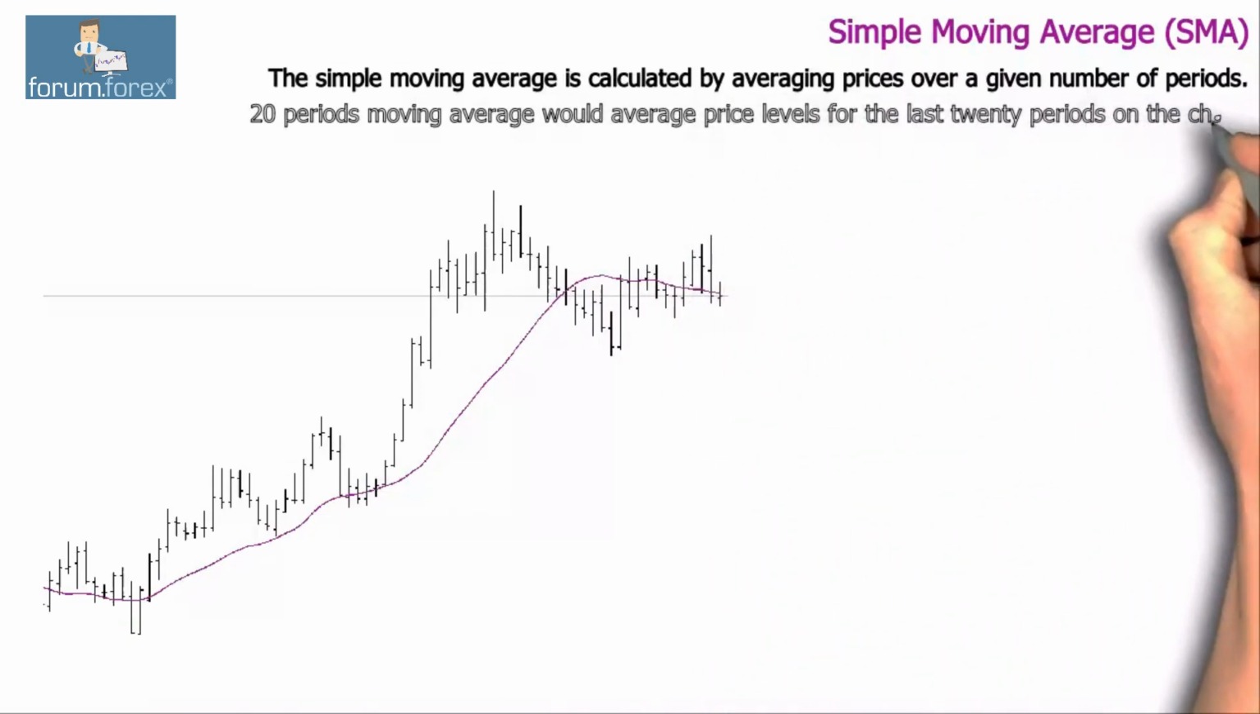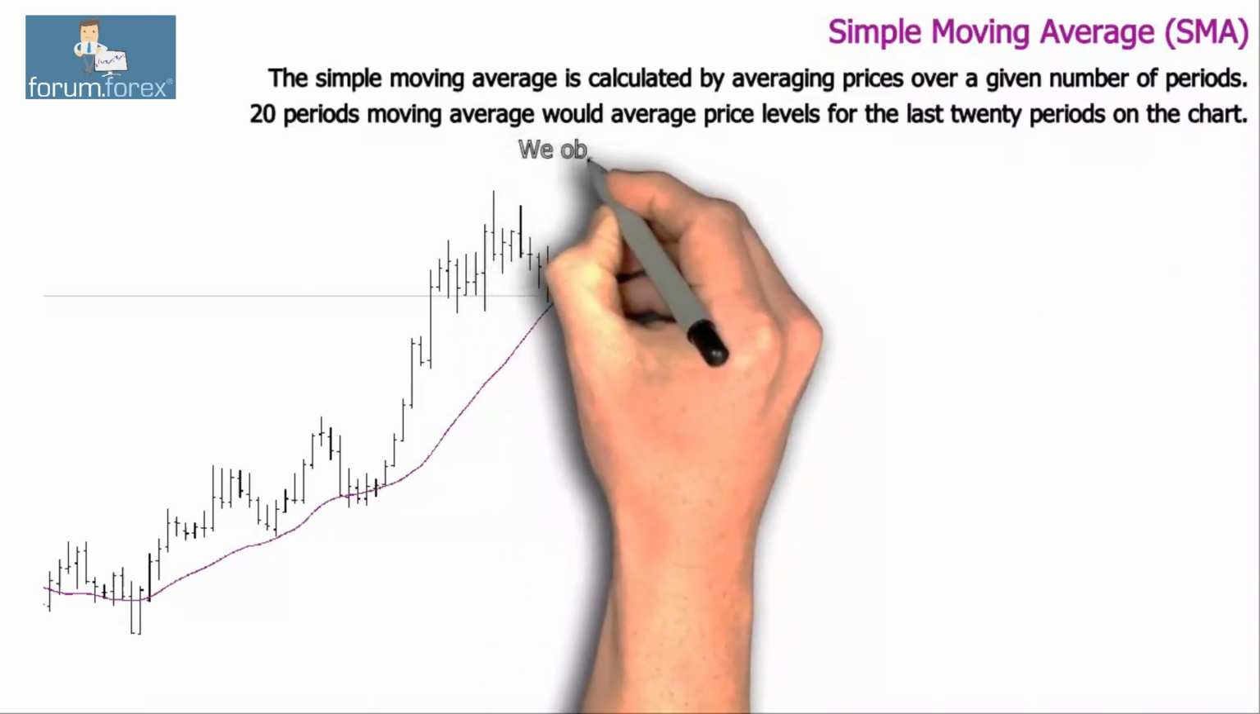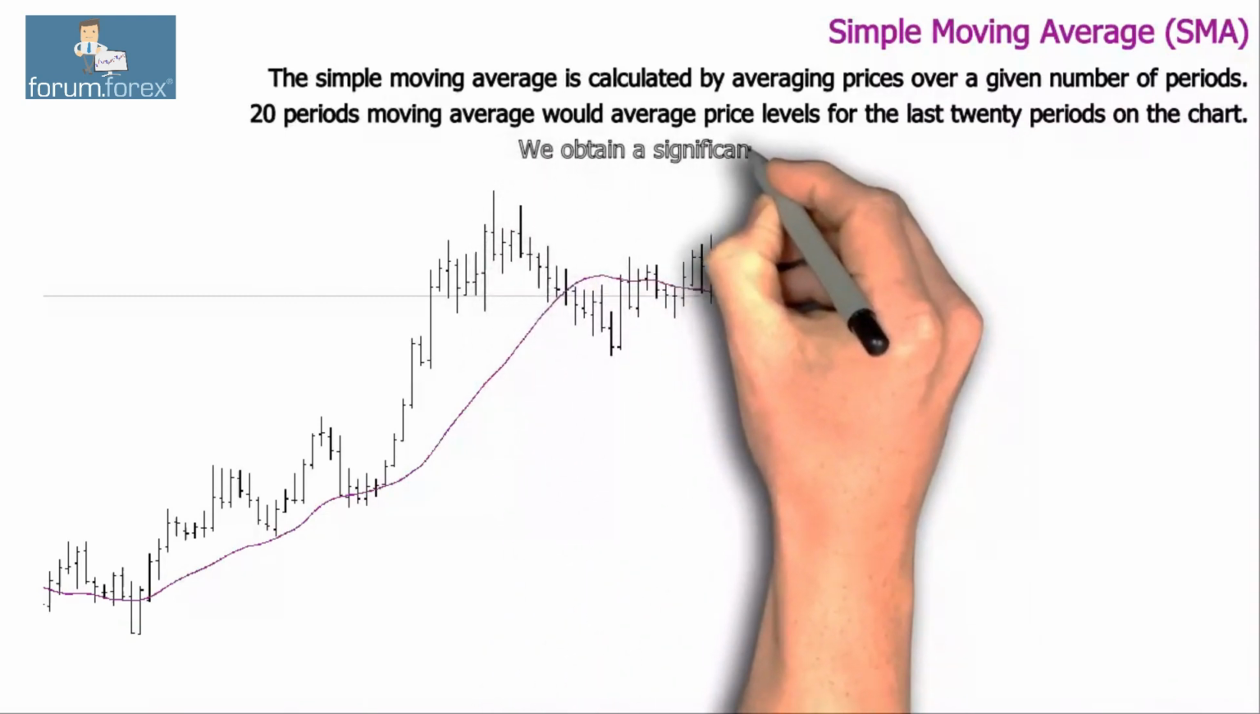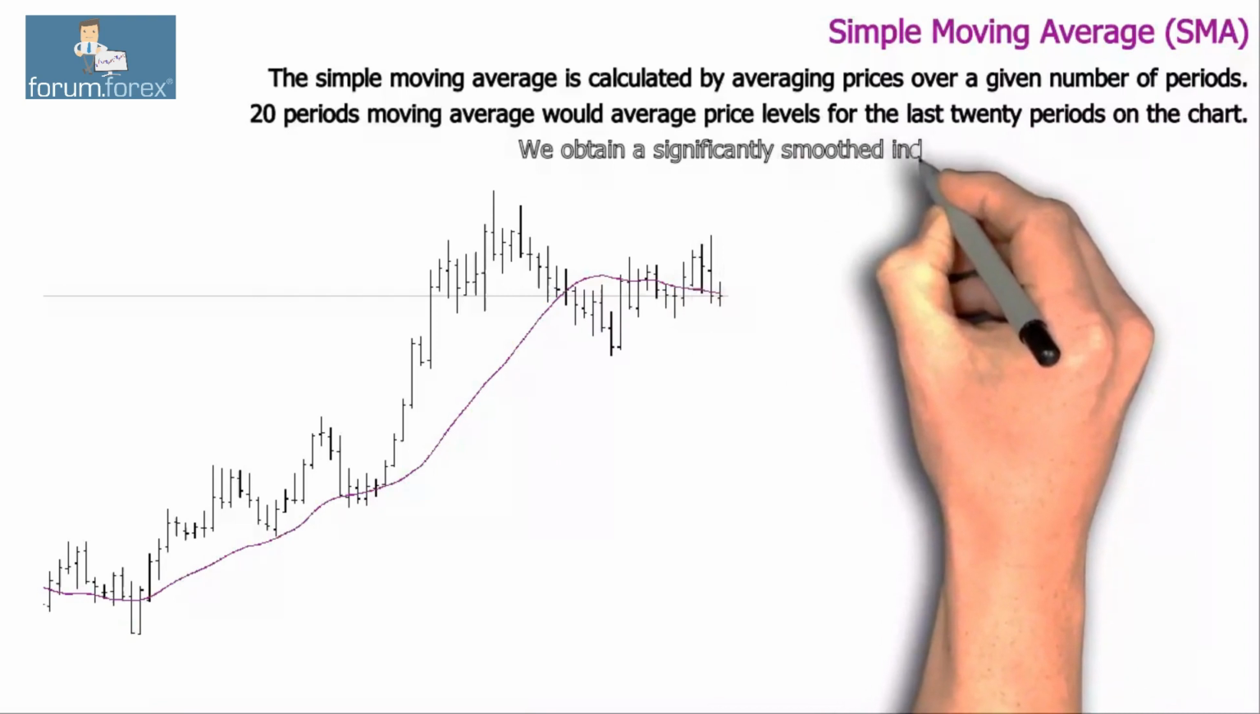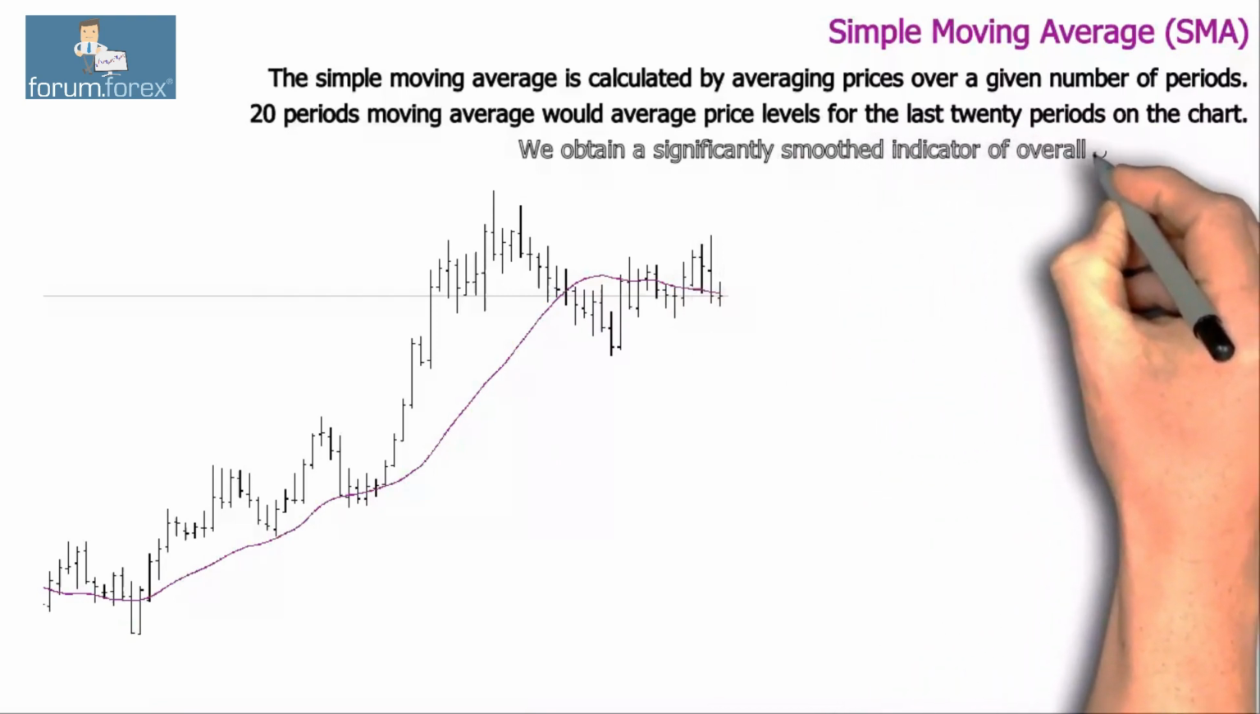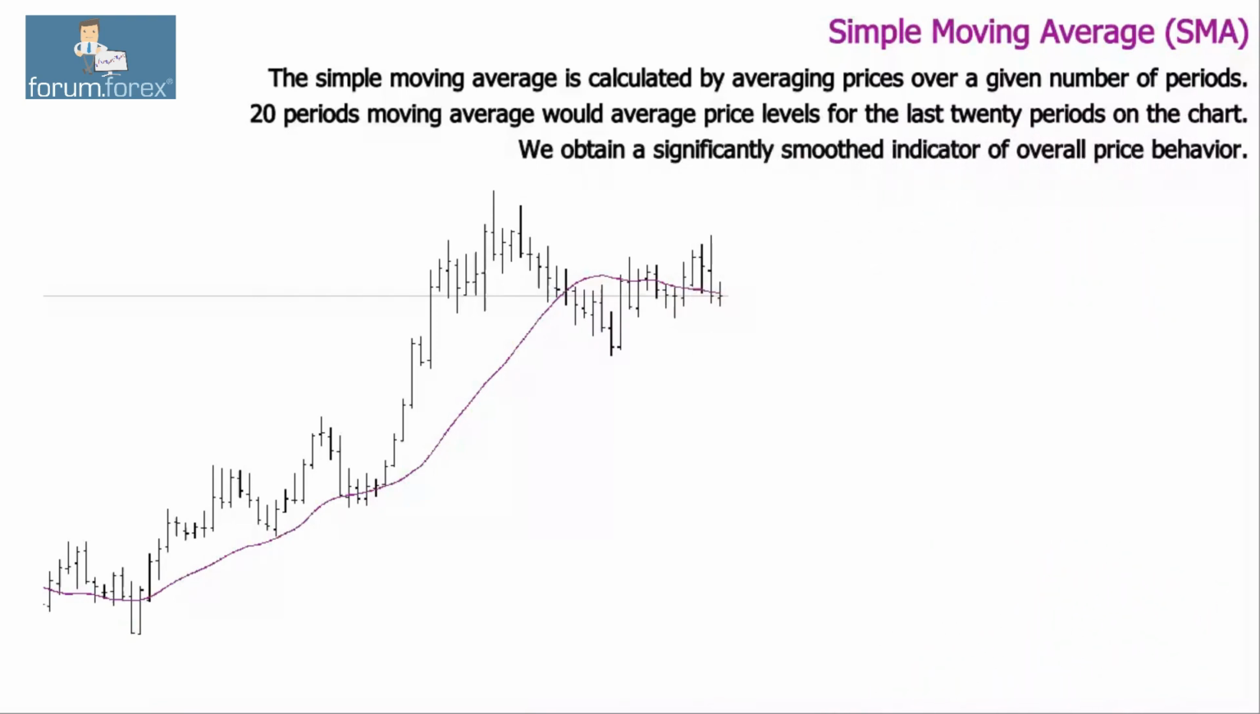The more periods are taken into account when we calculate the simple moving average, the less the simple moving average line will reflect minor fluctuations in market behavior, and the smoother the curve will be.